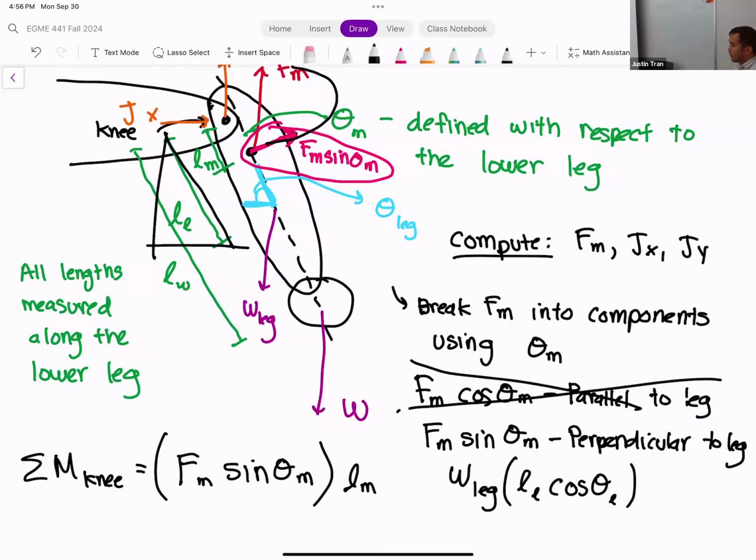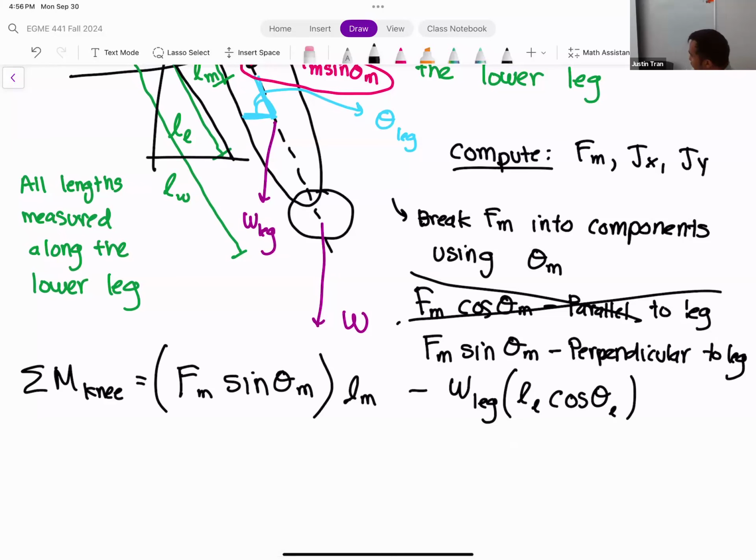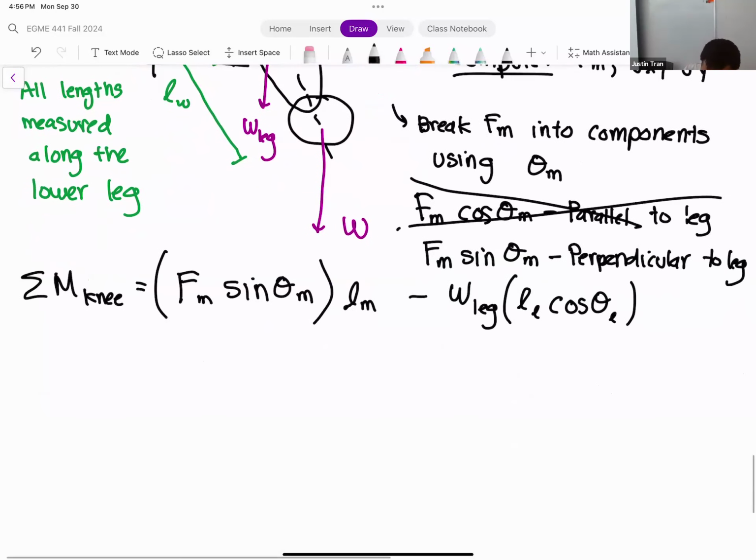And if we trace around the moment here, you can see that it produces a clockwise moment, right? So it's going to go clockwise around that joint, so it's going to be negative. And then the moment contribution from the weight at the end of the foot will be the same thing. It's going to be a minus sign because it's a weight. And so you have W. Now the distance between the weight at the end is LW cosine theta L.